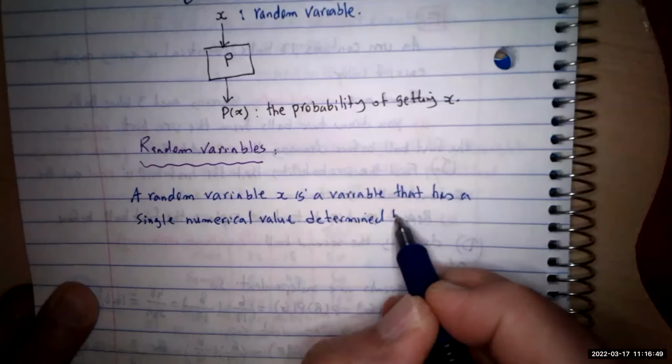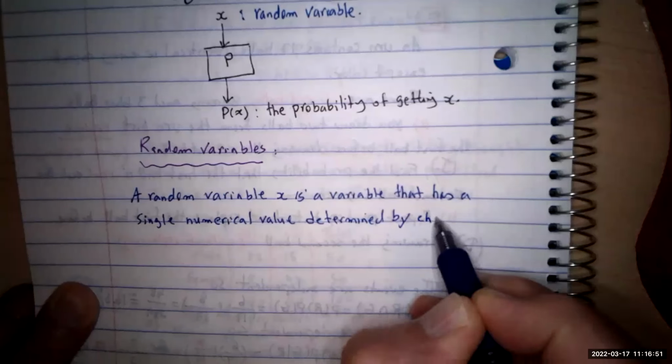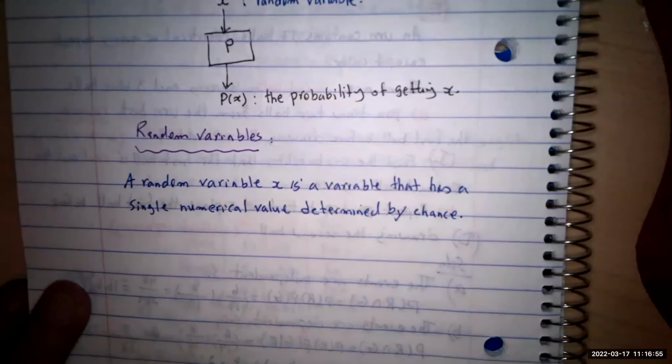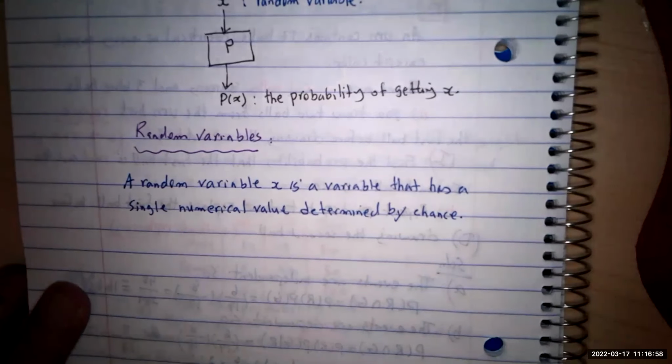Determined by chance. That's why we call it a random variable. Okay, it's going to be random variables. That is going to be the case. Now, we did this one right at the beginning of the course.